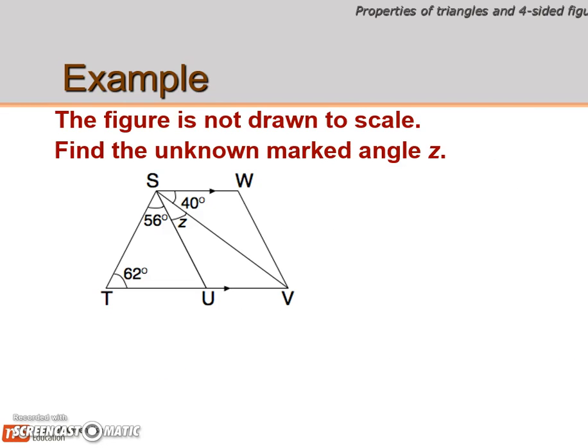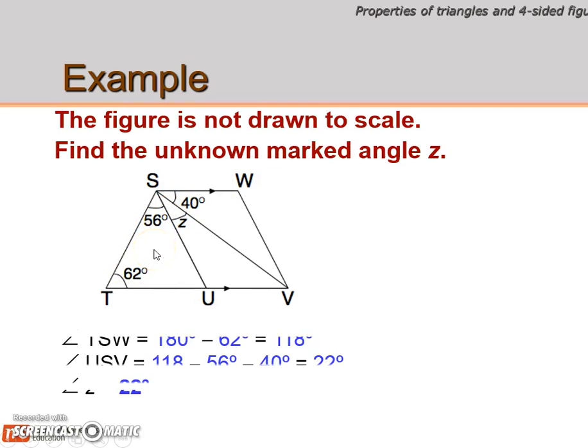Let me give you an example here. I said that this and this add up to 180 degrees. Why? Because of this parallel line. So you must see where the parallel line is and look at the angles there. You can just take 180 minus 62 here, then you get the answer. Then 56 minus 40, you will get angle Z.